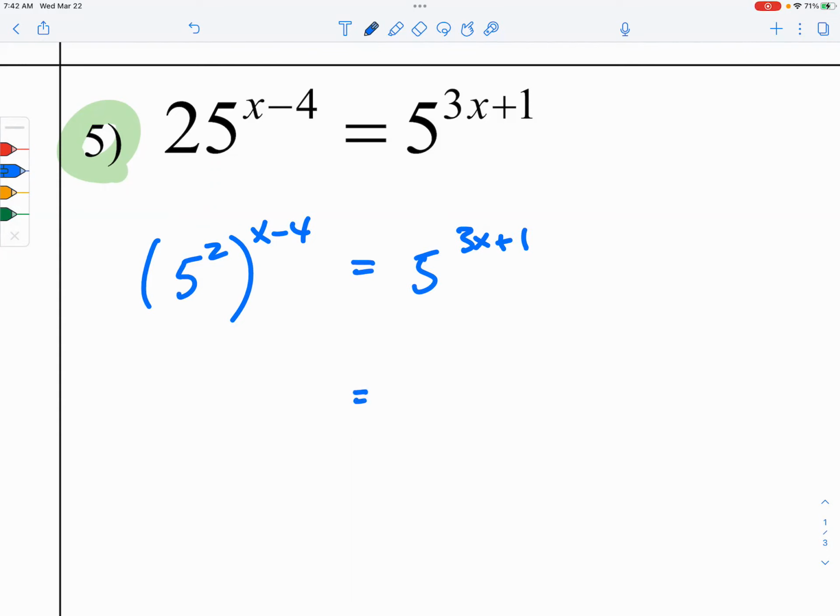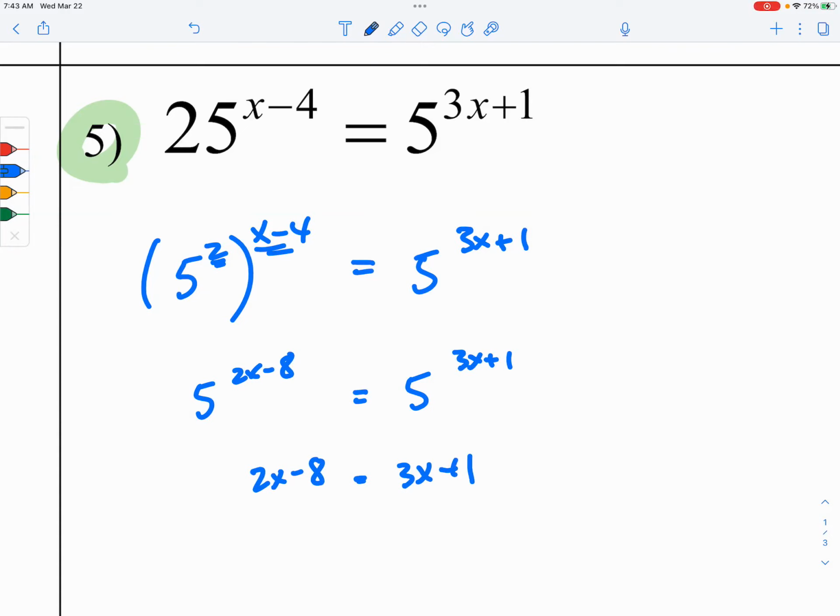And then you will go ahead and apply the properties. In this one, you'll be multiplying the exponents. And when you multiply the exponents, make sure that you are distributing the 2 with the entire x minus 4. And afterwards, you can set the exponents equal to each other.